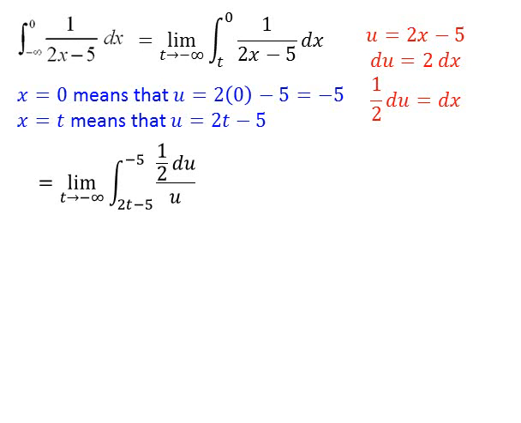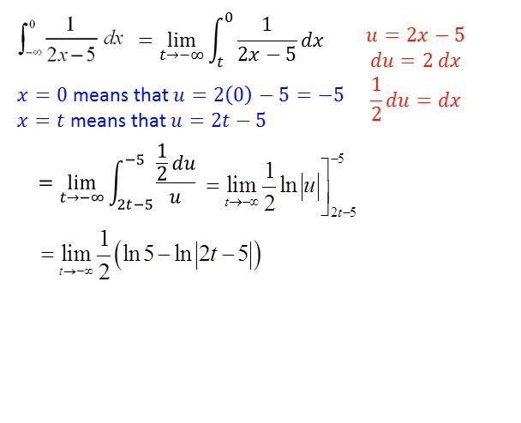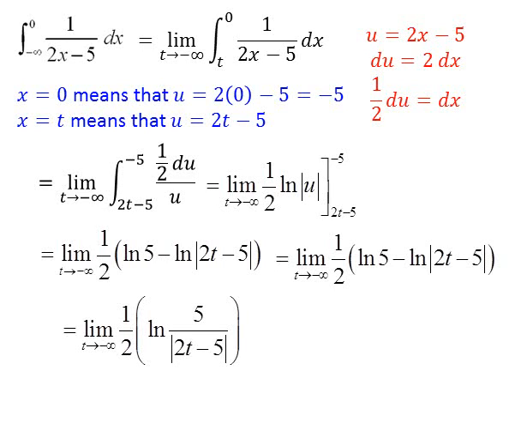So integrating, I get 1/2 times the natural log of the absolute value of u from 2t minus 5 to negative 5. Plugging in our u values gives the natural log of 5 minus natural log of 2t minus 5. And then using the law of logs, I can rewrite this as the log of 5 over the absolute value of 2t minus 5.